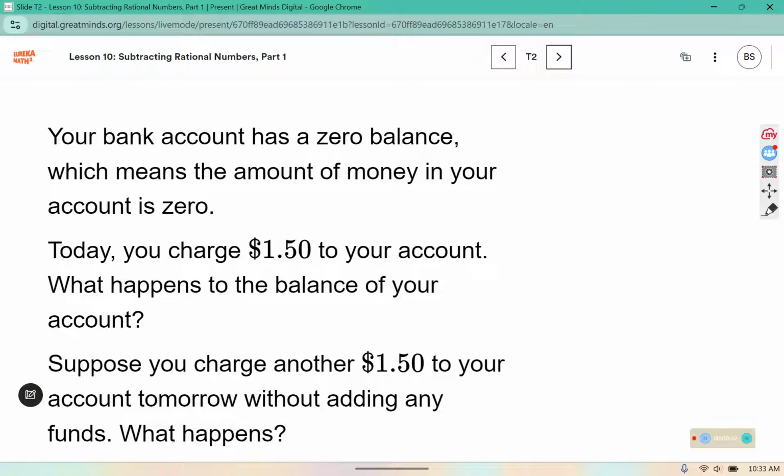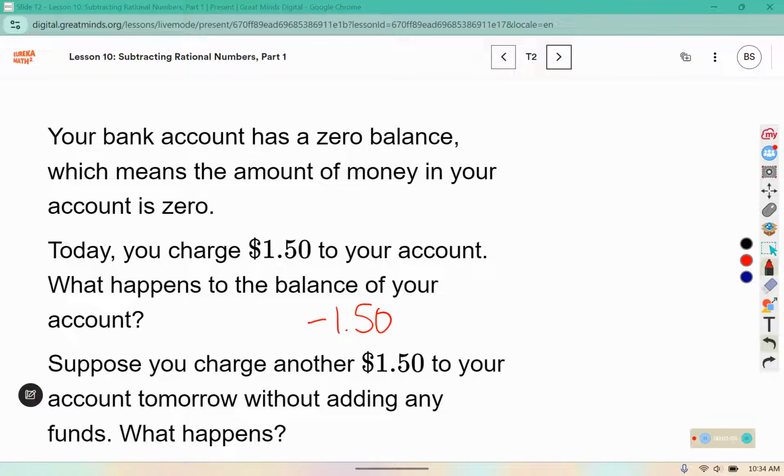This says your bank account has a zero balance, which means the amount of money in your account is zero. Today, you charge $1.50 to your account. What happens to the balance of your account? If you charge money, that means you're losing money, or your bank account is going to go down. So if you're at zero and you charge $1.50, the result would be that your balance is now negative $1.50.